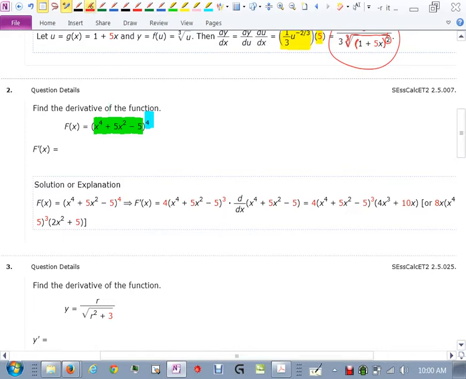So again, I'm going to follow the way that I've done it. I'm going to say that I'll call it f. Okay, that means this left side is f. F is equal to something, which I'll call u, raised to the 4th power. And then that thing that's being raised to the 4th power is x to the 4th plus 5x squared minus 5. And then I make my table.